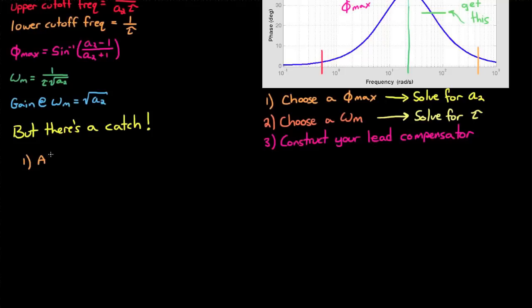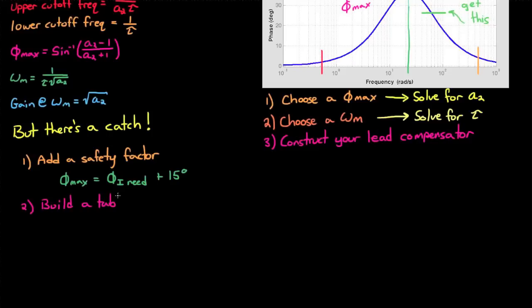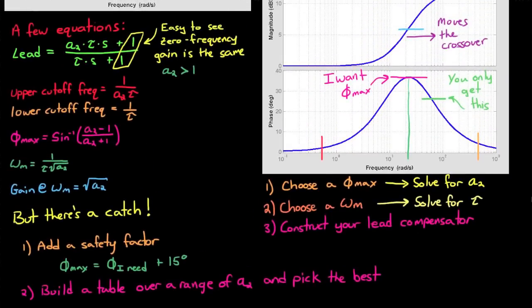But there are at least two ways around this. The first is just to add a safety factor to your original phase lead, so you only have to do this once. Something like phi max equals the phi that I need plus something like 15 degrees. And the second way is to just try a bunch of different values of A2 and construct a table and then just pick the correct value from the table after you're done. And I agree that neither way is really an attractive way of generating a lead filter, but it works. And sometimes control design is an iterative process and you just can't get away from that completely.